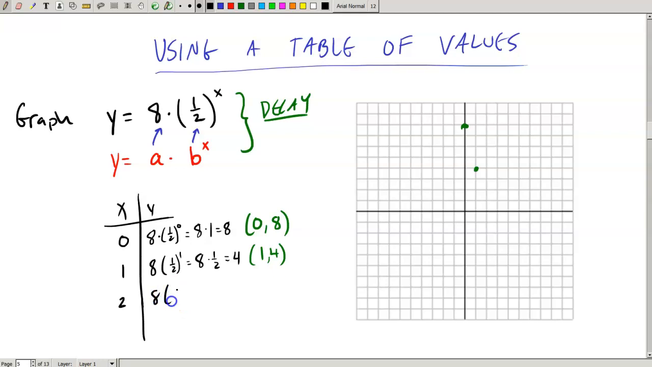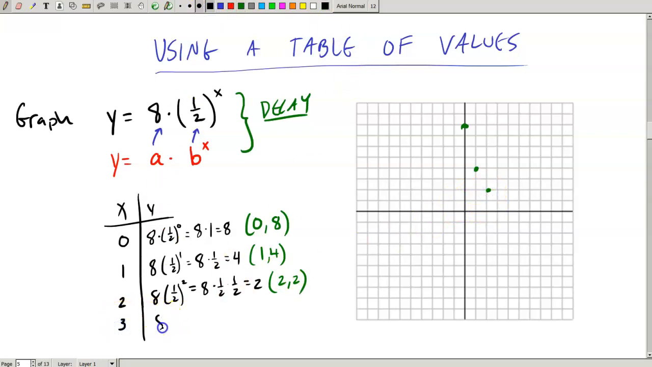Well, if I have 8 and then 1/2 squared, well, that would be like starting with 8 and then multiplying a half twice. So take 8 and cut it in half twice. Well, 8 goes to 4, which goes to 2. Right? So now I know that 2 is going to output 2. 2 goes to 2. And you can keep on going with this, right?